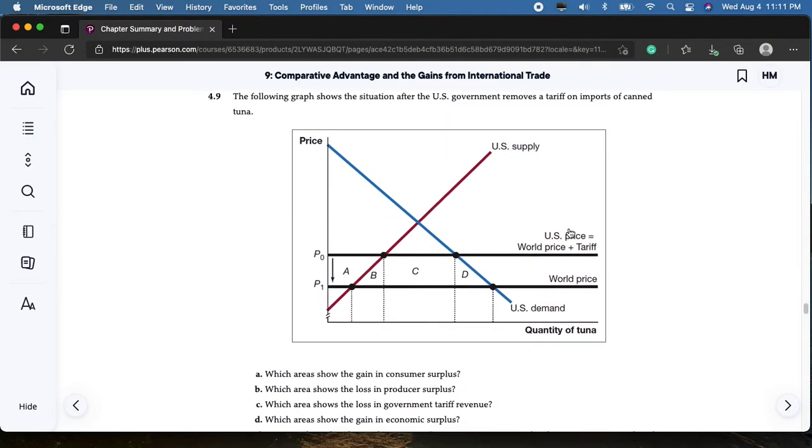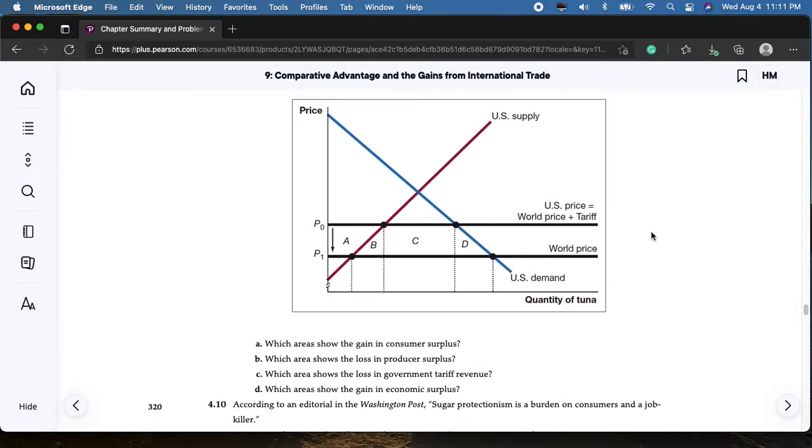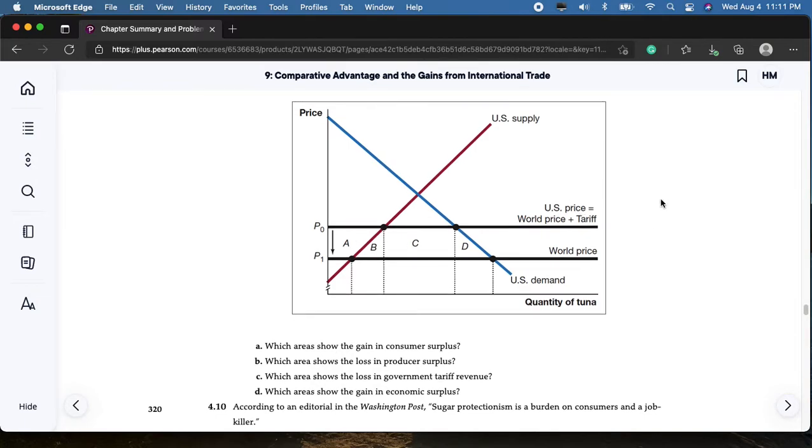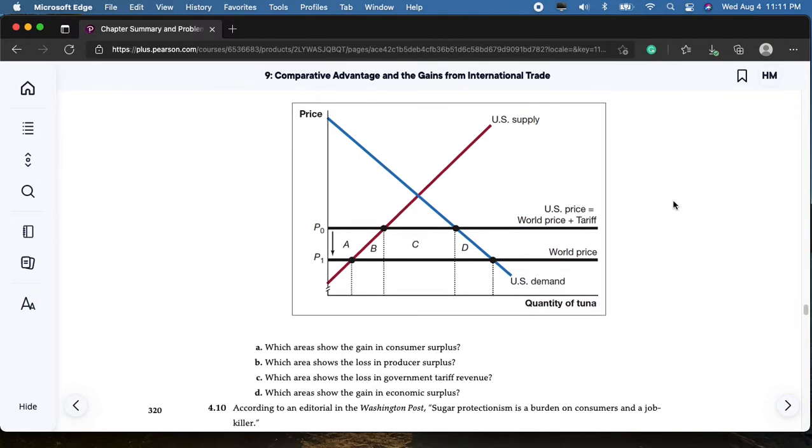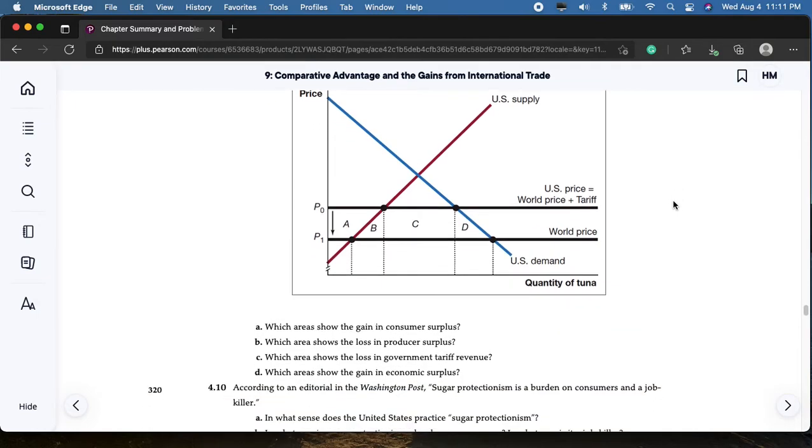Okay, it is. The following graph shows the situation after the U.S. government removes tariffs on import of canned tuna. So what we need to do here is take a look at this and then answer the questions. The first one says, which areas show the gain in consumer surplus? Okay, let's take a look in here.